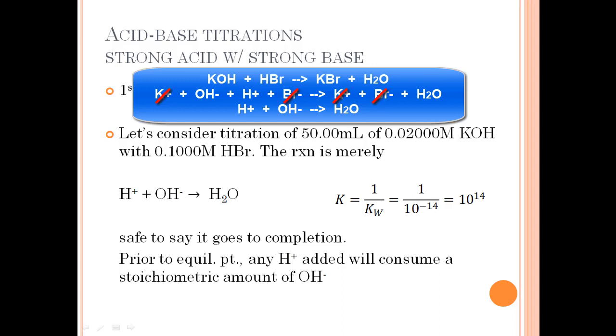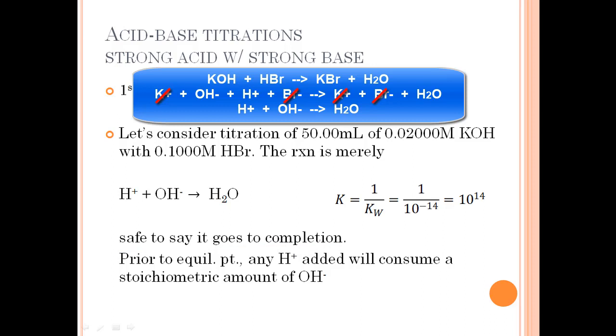And if you were to take the equilibrium of that reaction, you would see that it's a value of 10 to the 14th. Because remember, in the equilibrium expression, we don't include pure water, so that's why there's a 1 right here. And H+ times OH- is Kw. So 1 over 10 to the negative 14th is equal to 10 to the 14th. Since that equilibrium constant value is so large, we're pretty safe in saying that it goes to completion. And this goes for every reaction that you have with a strong acid and a strong base. It's going to go to completion.